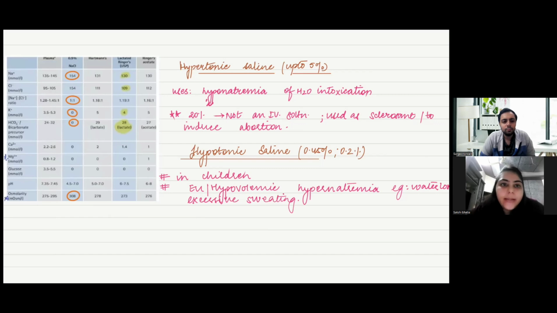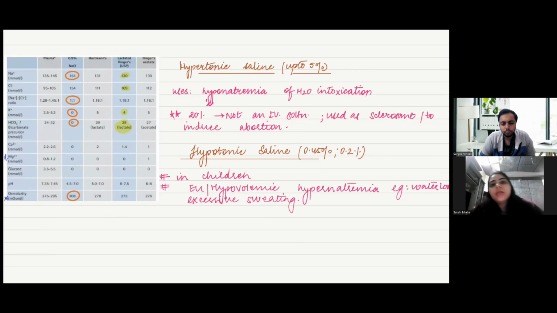So let us see the constituents of 0.9% NaCl, which includes 154 millimole per liter of sodium and 154 millimole per liter of chloride. So both sodium and chloride have the ratio 1 is to 1, and there is no potassium or bicarbonate. The overall osmolarity is 308 milliosmol per liter.